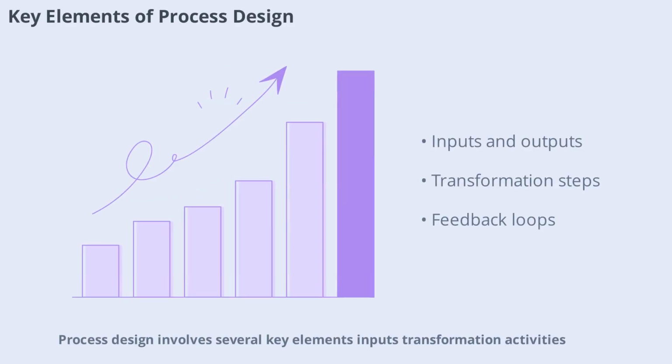Process design involves several key elements: inputs, transformation activities, outputs, and feedback loops. Inputs are the resources you start with: materials, information, or people. Transformation activities are the steps that convert these inputs into outputs, which are the final products or services. Feedback loops help you monitor and improve the process over time. Understanding these elements is the first step toward designing effective processes.